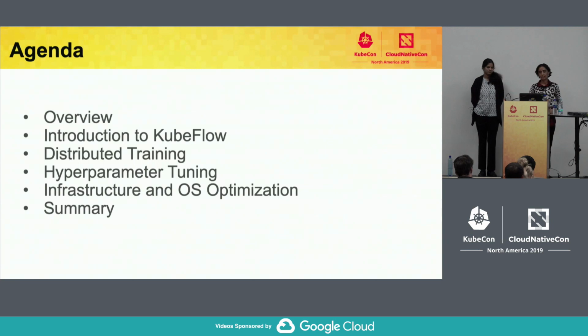So the agenda for today's session is as follows. I'm going to start by describing the use case, which is to compress end-to-end machine learning time, all the way starting from the exploration phase right into the production phase. Then we talk about how Kubeflow makes that very simple. Then finally, we will walk through an example of increasing the performance of your training using distributed training and hyperparameter tuning. And then look at the infrastructure and the OS optimization to make your training faster, and finally provide a summary.